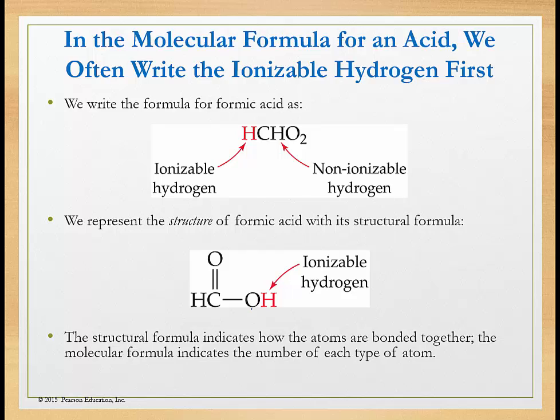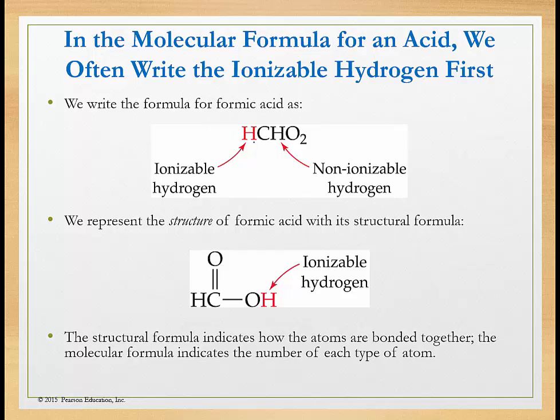Now, when we look at the molecular formula for an acid, very often we will write what is known as the ionizable hydrogen first. Not every hydrogen in an acid is available to come off and become an ion, to create an acid situation. So for example, if we look at something called formic acid, and this is a very interesting acid, it's actually found naturally in ants. Ants produce this, used for the production of formica.